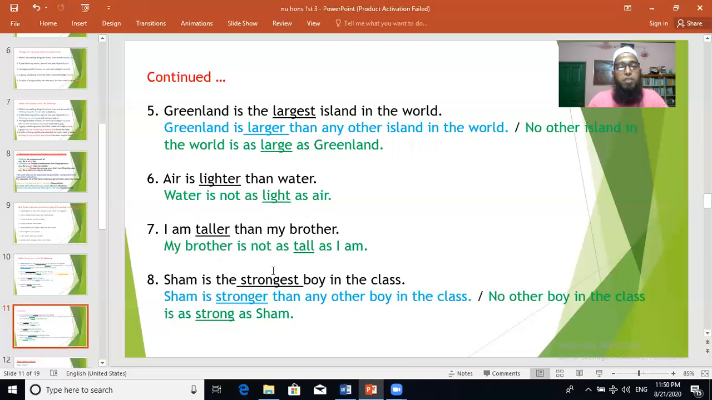I think this is very easy for you. Sham is the strongest boy in the class. This is superlative again. We have to make it comparative and positive. Sham is stronger than any other boy in the class. No other boy in the class is as strong as Sham.